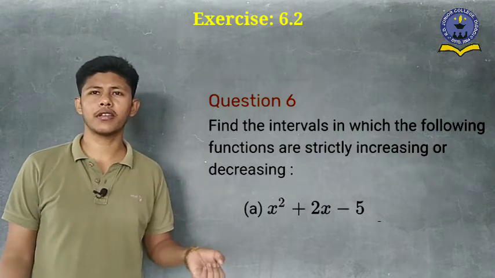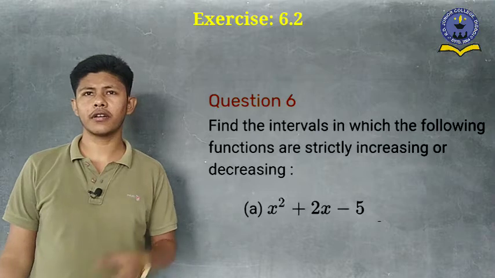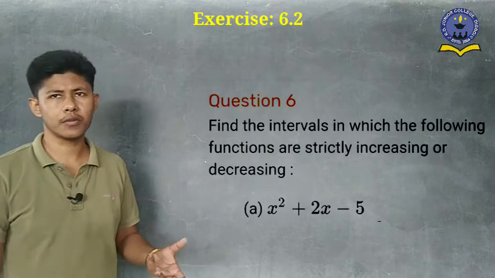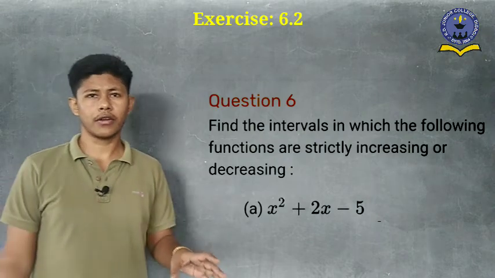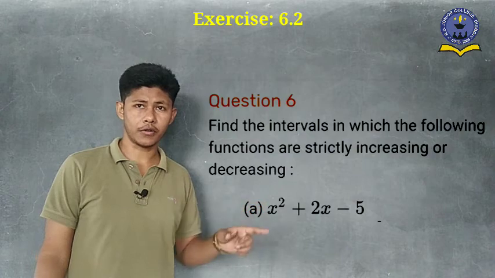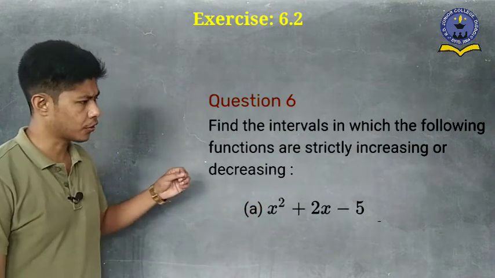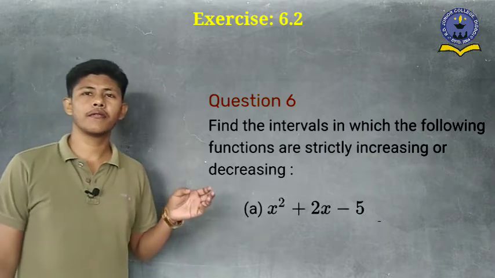Sometimes it is mentioned as increasing, decreasing also. So in some books it is mentioned as increasing or decreasing, or in some books strictly increasing or strictly decreasing. Don't confuse. In question number 6, there are lots of questions. Under this, the first question is x square plus 2x minus 5. Here it is a very simple question.